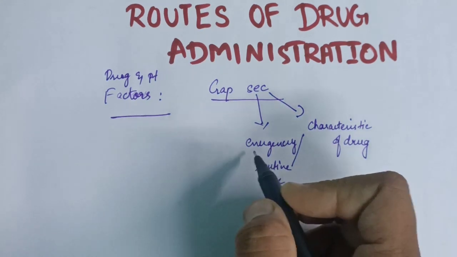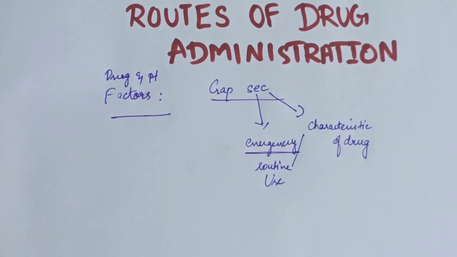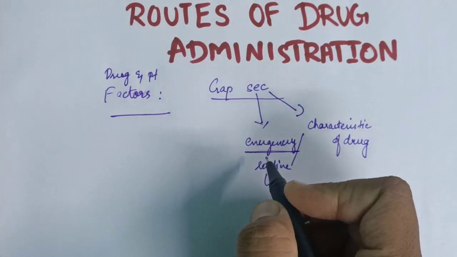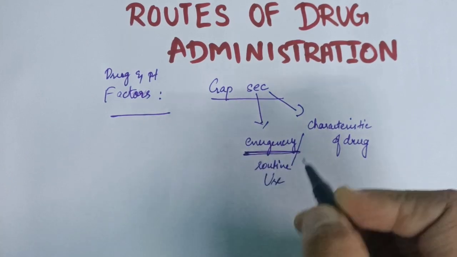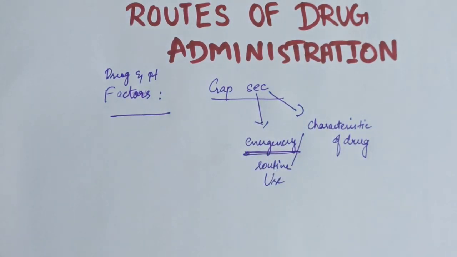If it is for routine use, if the patient comes to you with a fever, you will give paracetamol, and that can be taken orally because that is a systemic one. So you can give a routine normal drug. In an emergency condition you can't give the oral drug and wait, because the action is also very late and you will have a delayed action.